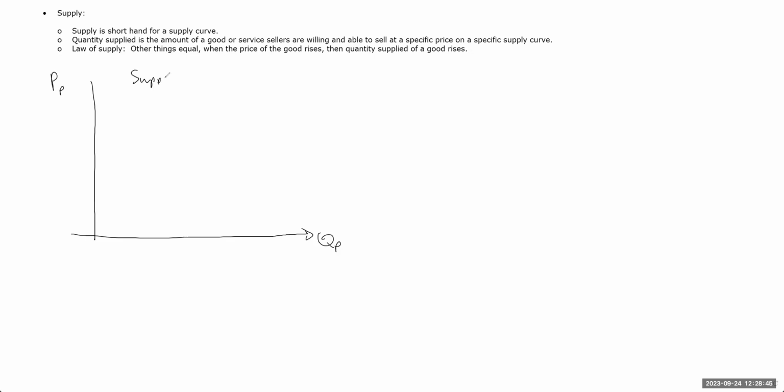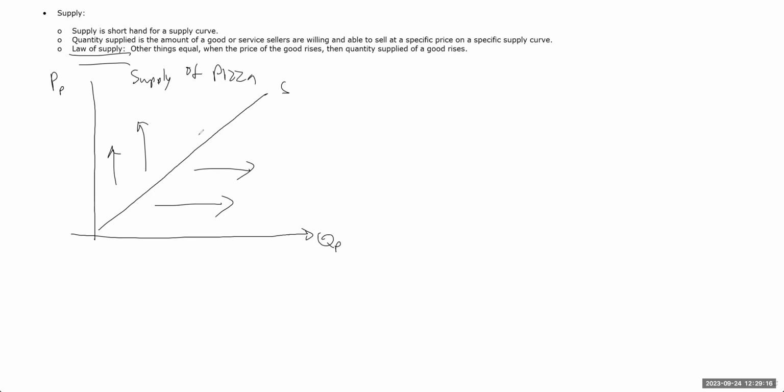This is the supply of pizza, or maybe you could think of that as the market for pizza, but we're only drawing the supply. Here's the supply curve. The law of supply basically says the supply curve is upward sloping. As the price of pizza goes up, Domino's wants to sell more pizza. The price of pizza goes up from $2 a slice to $30 a slice. Papa John's wants to sell more pizza. Hopefully that makes sense, okay?